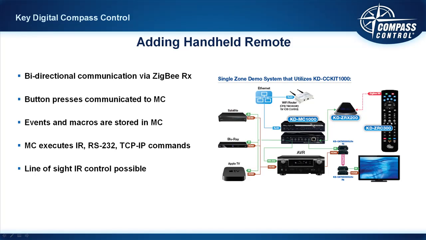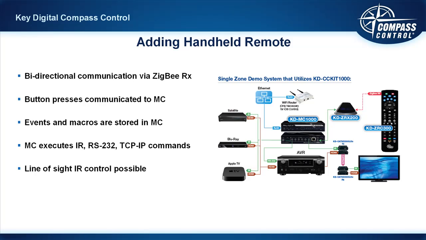So now let's look at what happens when we add a handheld remote to the system. Well, our current handheld remote model is KeyDigital, and we'll tell you more about that. It stands for Zigbee Remote Control 300 because it communicates bidirectionally via Zigbee to the KD-ZRX200, as you see depicted in the system design. That's your transceiver antenna, which connects into the KD-MC1000 on the Zigbee port.